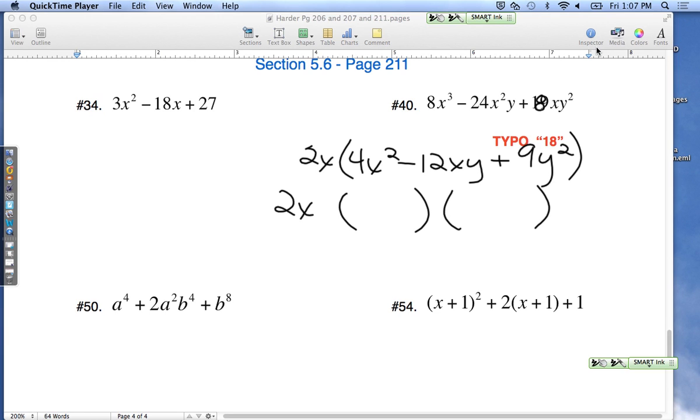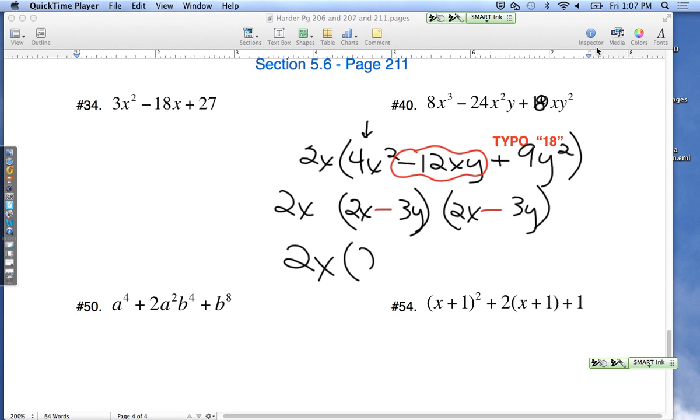So copy the 2x over, and then the square root of 4x squared, or the monomial multiplied times itself to create that term, would be 2x. And then the monomial multiplied times itself to give you 9y squared would be 3y. And since your term in the middle has a negative sign, that's your cue that the binomial factors both contain a subtraction. So you could leave your final answer like this, or you could write your final answer like this. Both presentations are correct.